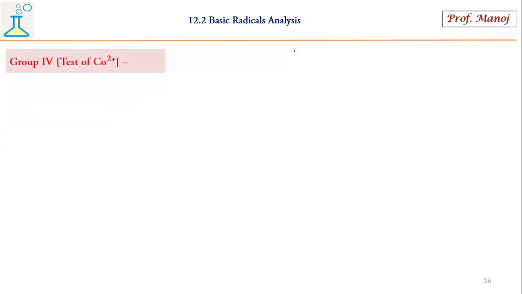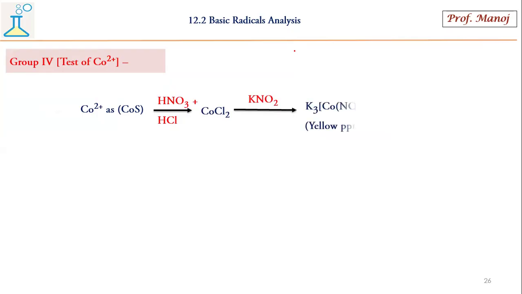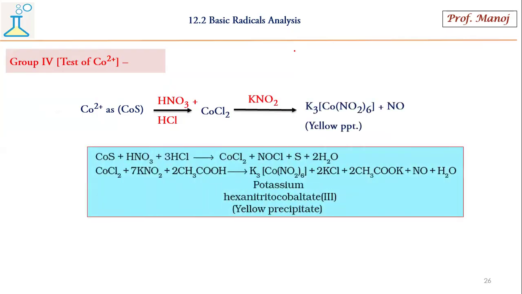We come to the last one under this, that is, the third one under this, that is cobalt+2. Treated with HNO3 and HCl, it forms cobalt chloride. And with potassium nitrite, it forms a yellow PPT. It's comparatively a small reaction set. I repeat again, in all these tests, pay attention to the color and coordinate compound names wherever possible.